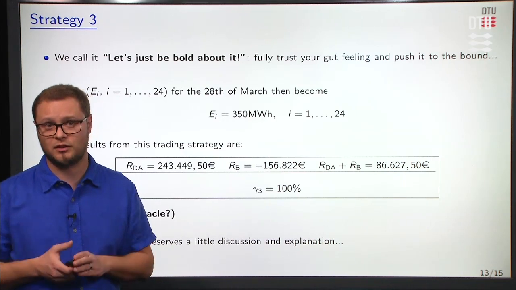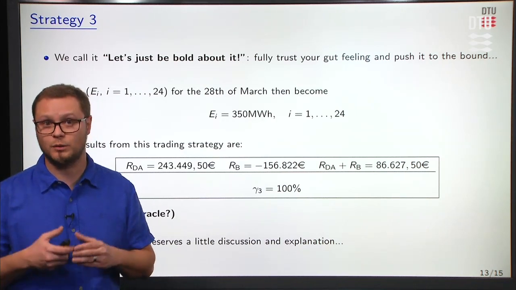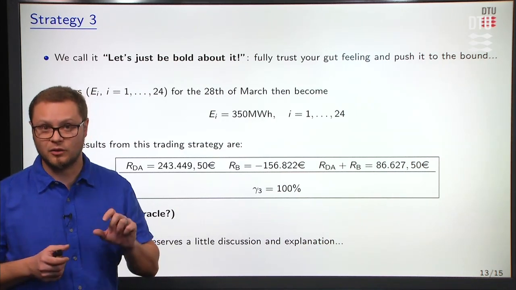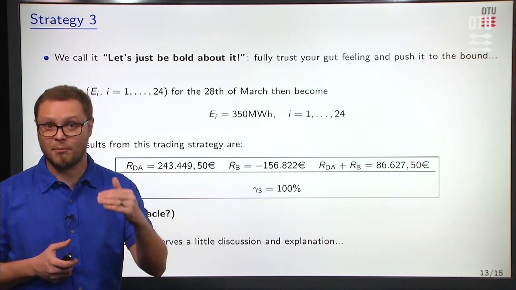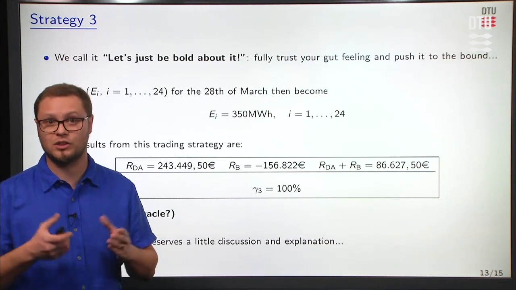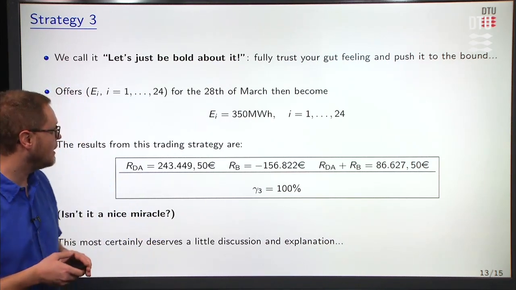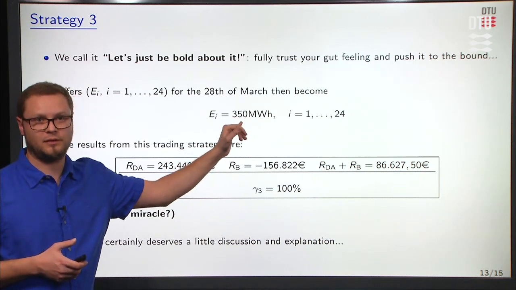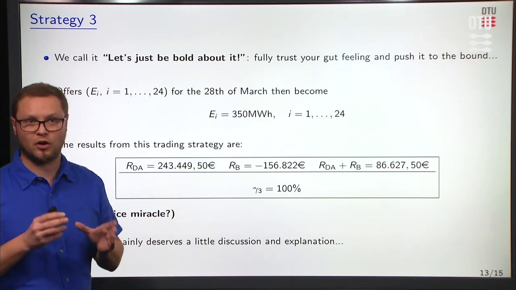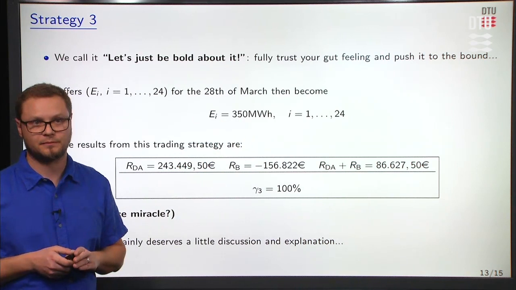And in this third strategy, we just go all in. We push it to the bounds. Instead of tweaking with the value of tau, we just offer the maximum we can ever offer, which is our nominal capacity. Mathematically, that means that our offers for each and every market time unit of the following day will be 350 megawatt hour for each and every hour.